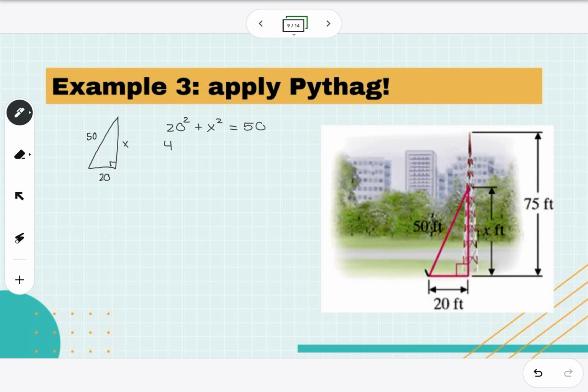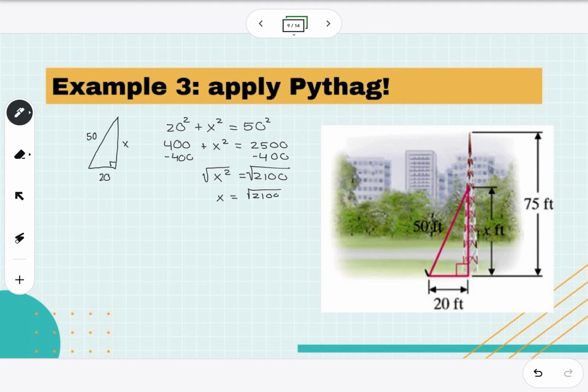20 squared is going to, whoops, miss a square. 20 squared is going to give us 400 plus x squared. 50 squared is going to give us 2,500. Subtract the 400. I get x squared equals 2,100. Take the square root, take the square root. X equals square root 2,100.